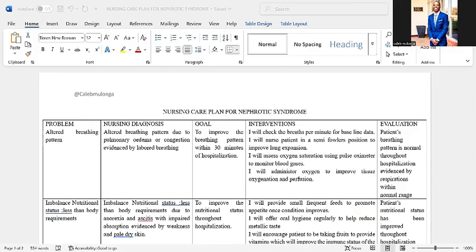Today we are looking at nursing care plan for nephrotic syndrome. So as you know, nephrotic syndrome is a condition that we find in the renal system, specifically the kidneys, in which there is damage to the glomerular basement membrane. Because of the damage to that membrane, there are several things that will happen as a result. So today we are looking at how we can manage it as nurses.